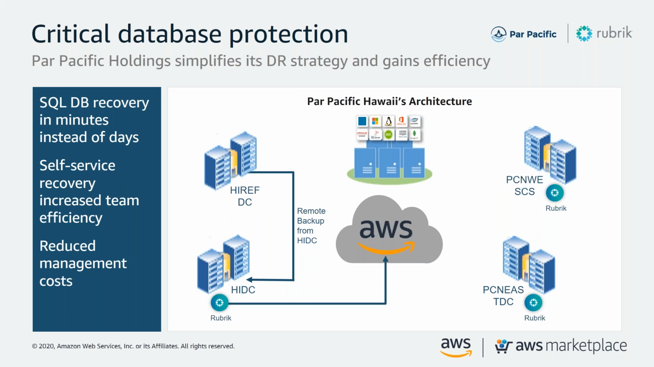Additionally, one of the biggest value drivers for Par Pacific was that Rubrik works with ServiceNow. So they were able to provide self-service recovery and restores through their ServiceNow ticketing system. And this was core to that value when they were considering Rubrik in AWS. After implementing Rubrik's solution, Par Pacific was able to recover a critical SQL database in AWS within minutes instead of the days that it would have taken previously. So that's an excellent turnaround time, just going from days to minutes on a high value database there.